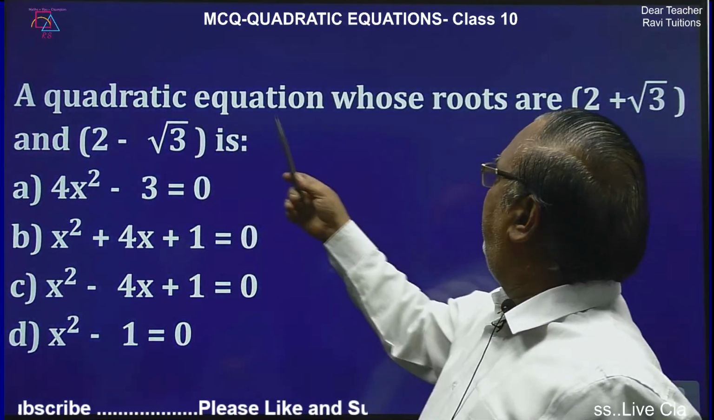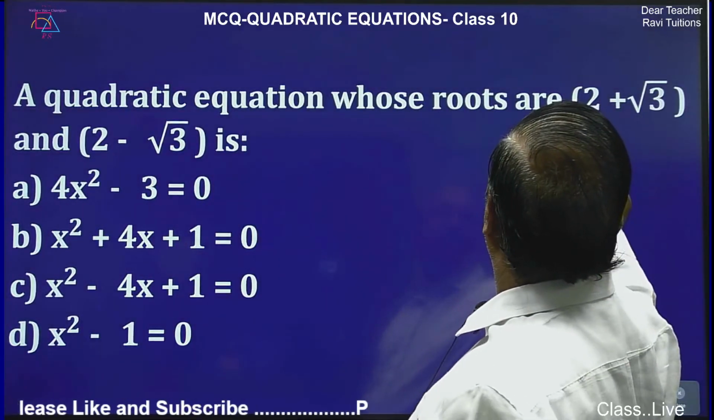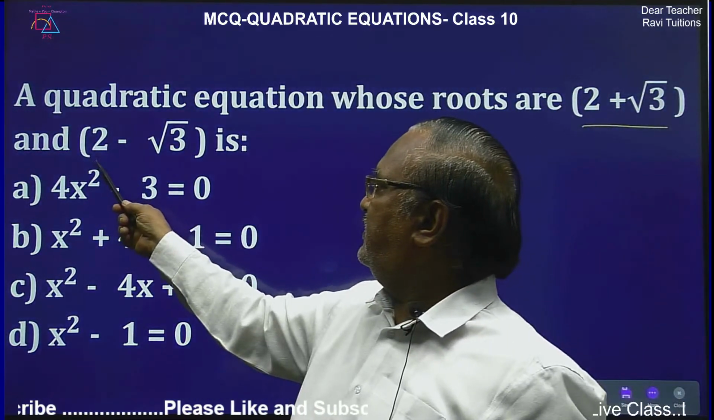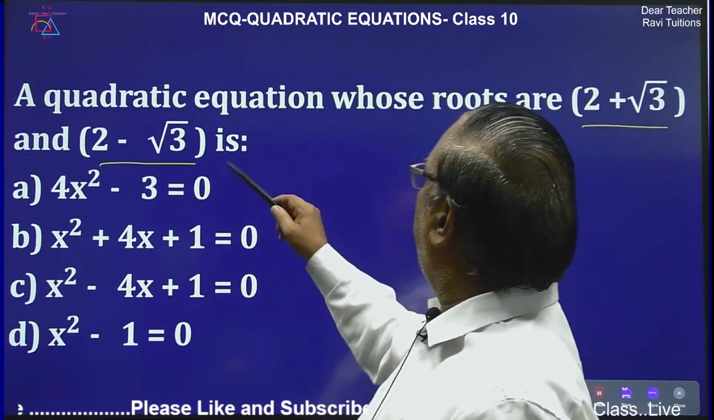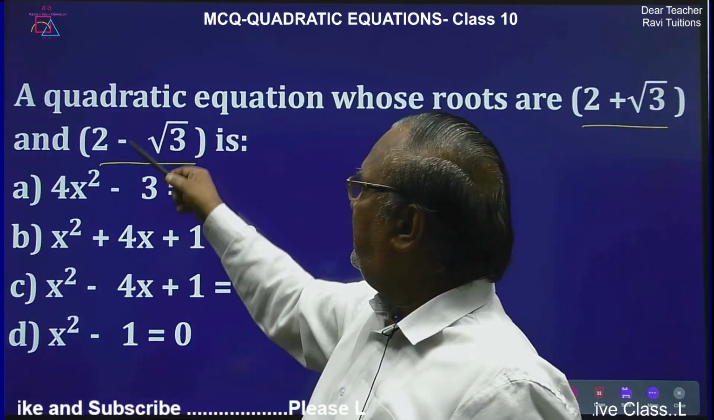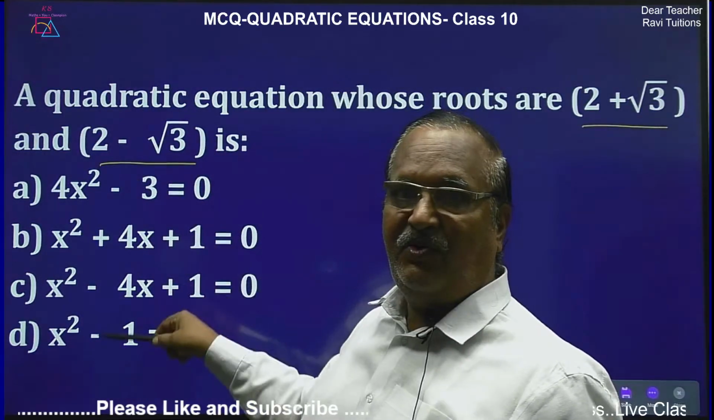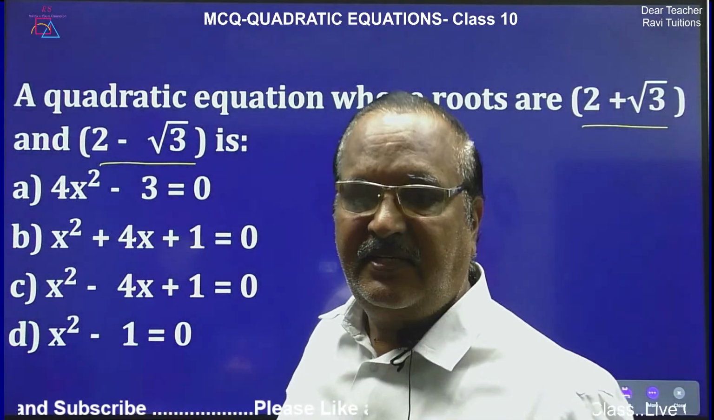A quadratic equation has 2 roots. This is one root and this is another root. 2 roots are there. So using these roots, he wanted a quadratic equation.